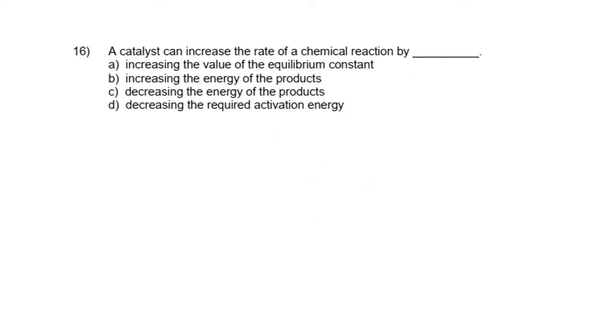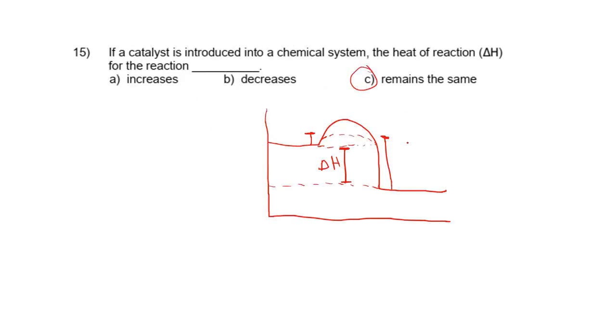Number 16 is again dealing with our catalyst. So a catalyst increases the rate of a chemical reaction by, what does it do? It decreases the required activation energy. So remember though, that decreases that activation energy in both directions. See, it's lowering the activation energy by the same amount. So it's speeding up the forward reaction and it's speeding up the reverse reaction by the same amount. So it doesn't affect your equilibrium at all.